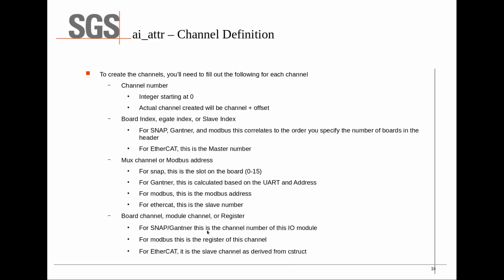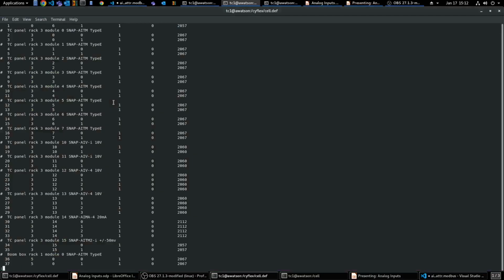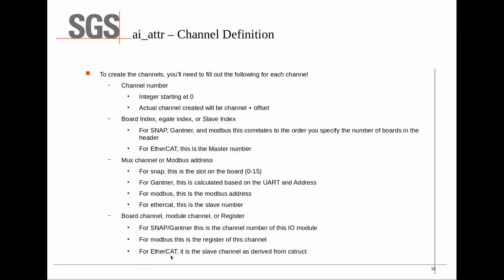For Modbus, this is the register. So every Modbus channel has its own register, and so you're just going to put that register in this column, and this is going to read from it. And then for EtherCAT, it's the slave channel as derived from cstruct. So if you're familiar with EtherCAT, you've probably run the EtherCAT cstruct command. You're essentially going to have to dissect the output of that to figure out what slave channel to use.